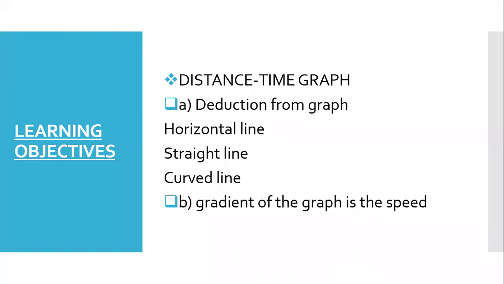In today's lecture we will determine and interpret the slope of a distance-time graph, and from the shape of the graph we will determine the state of the body. That is, is the body at rest, or is it moving with constant speed, or is it moving with variable speed?